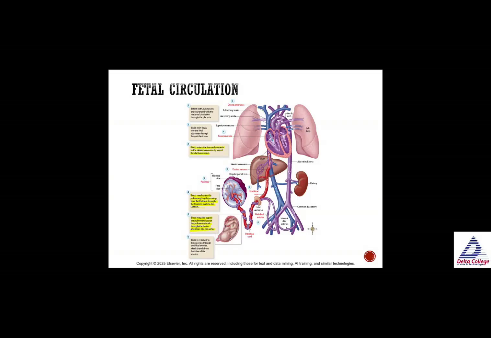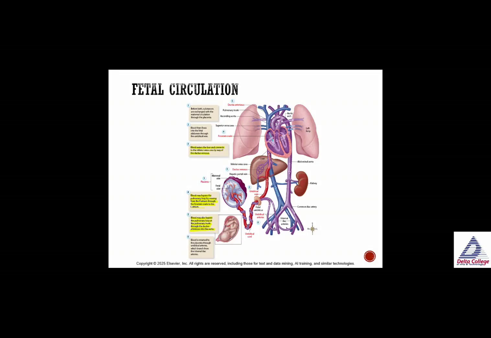So again, substances are exchanged with the maternal circulation through the placenta that's attached to the baby. The placenta has the 2 arteries and the 1 vein. The blood then enters the liver and connects to the inferior vena cava by way of what's called the ductus venosus. Very important. You can see that in red.